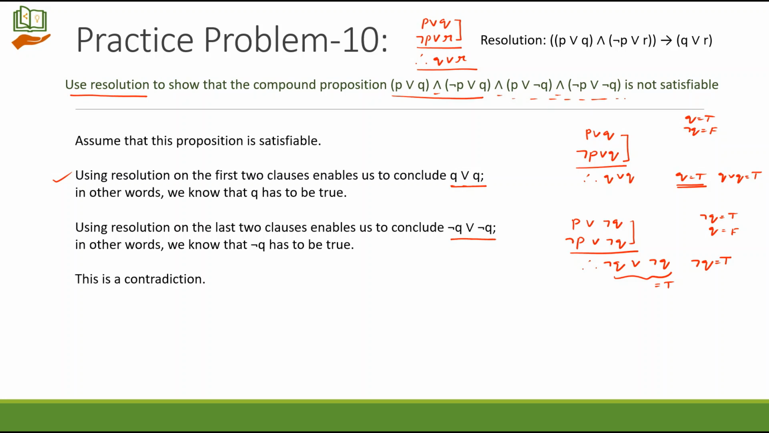So what do you understand from this? This is a contradiction. Whichever way you take it, you will get only false. When we know it's a contradiction, we can say that this proposition is not satisfiable.